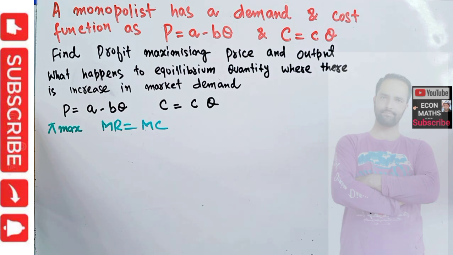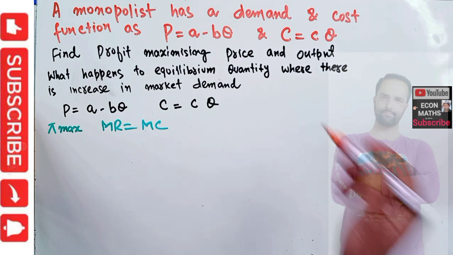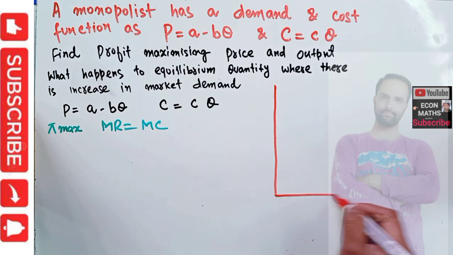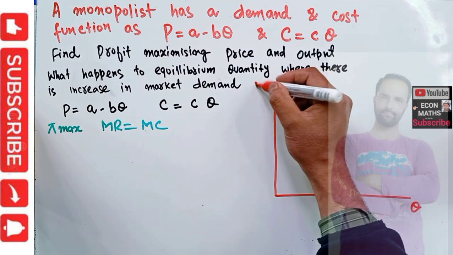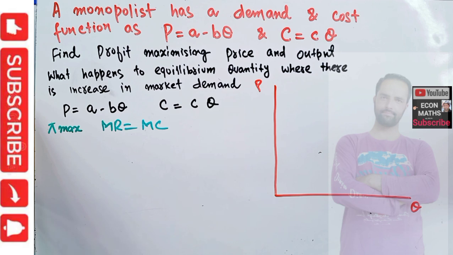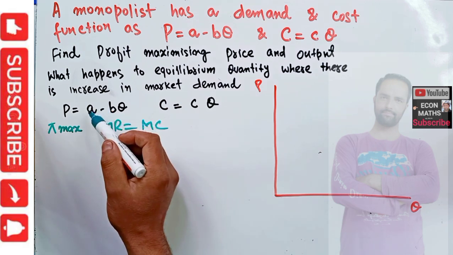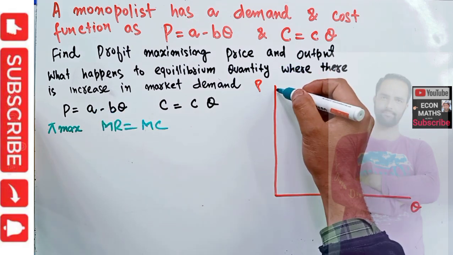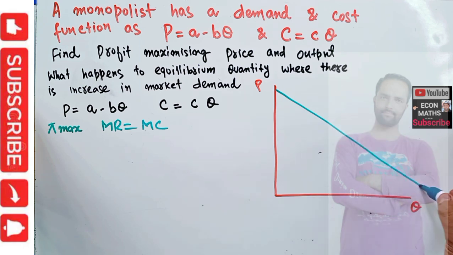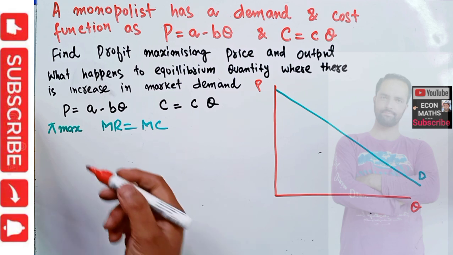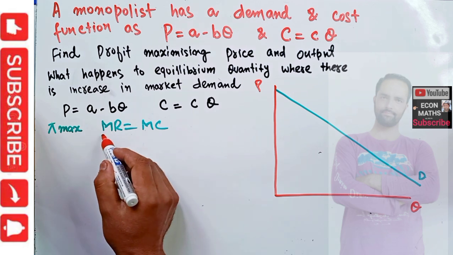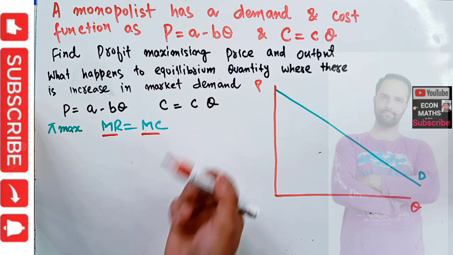And let's draw the graph to make sense of this. So let us say we have this graph, we have output here, price here, and we are being given this demand function. Let us say this is our demand function, which we also call the average revenue function. So first we set marginal revenue equal to marginal cost.